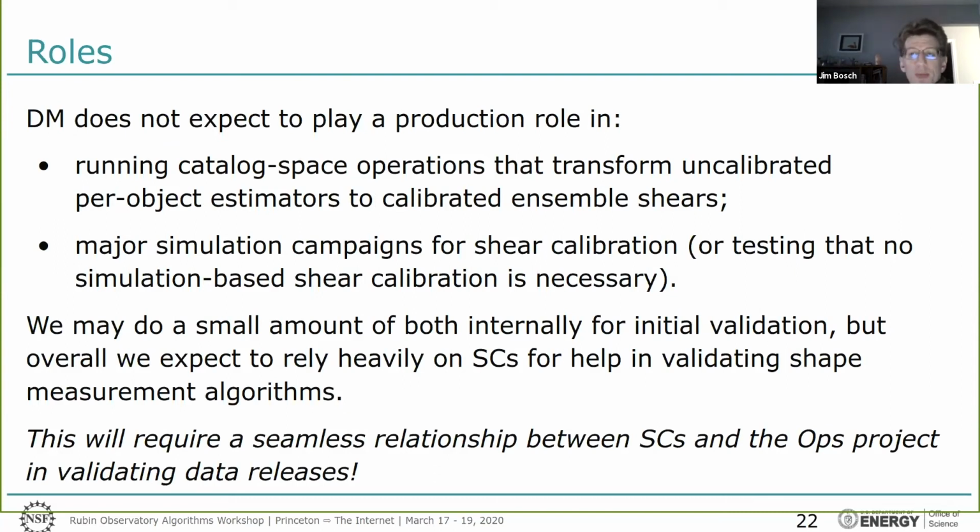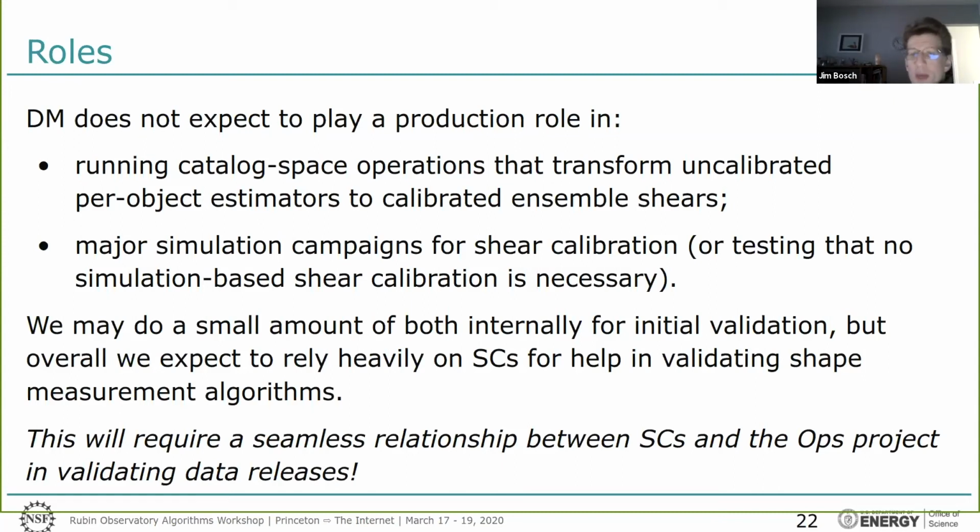But those catalog space operations are going to be primarily done by people using LSST catalogs, not by the DM team that's producing those catalogs. Whereas the pixel space operations are, we certainly hope, going to be done by the DM team running on DM compute resources. A related point is that you need major simulation campaigns, as Aaron mentioned, for shear calibration, or at least for testing whether simulation-based shear calibration is necessary or unnecessary. And these are things that I think are outside DM's scope, both construction DM and DM's final form in operations.